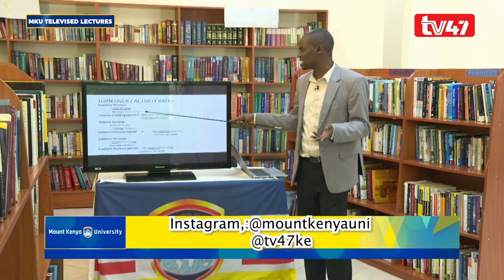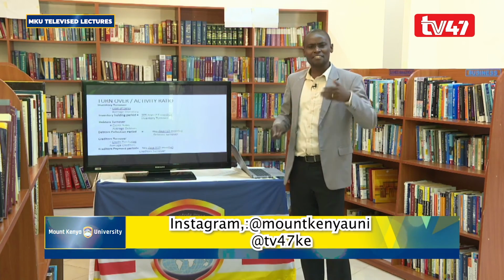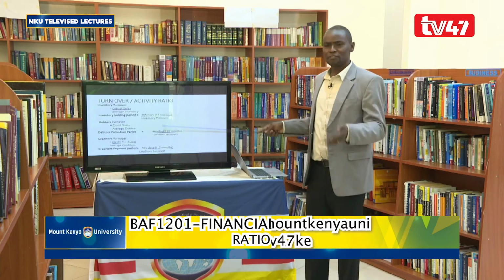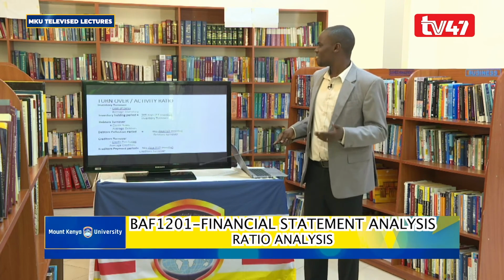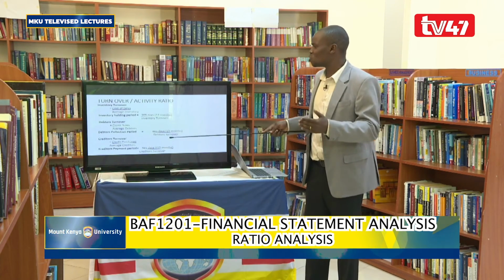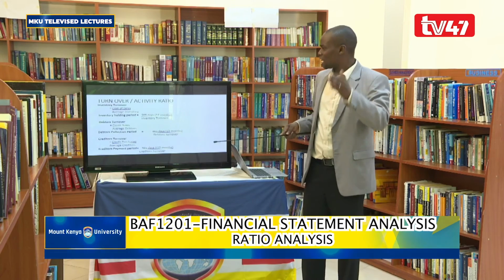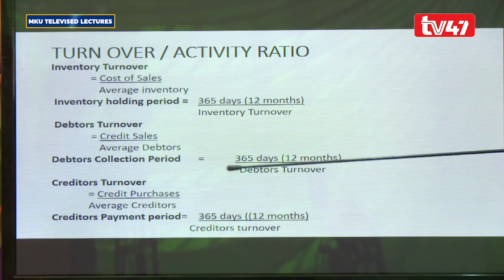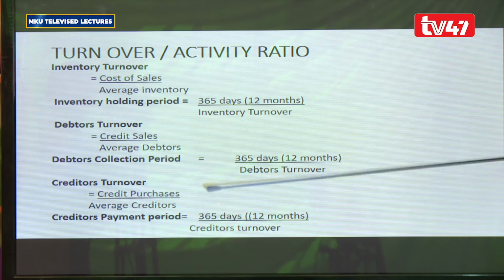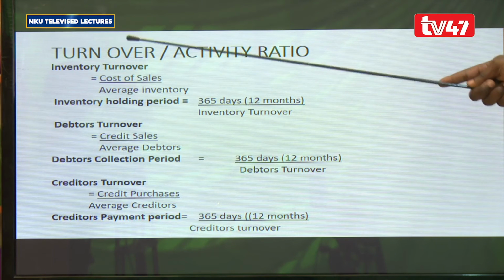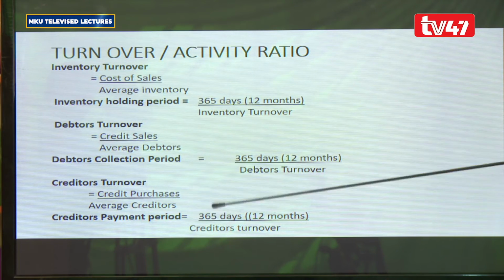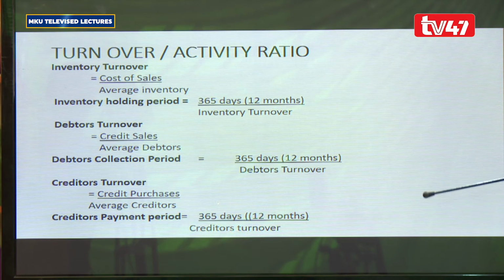Assuming, for instance, that average inventory is normally 50,000. It means that in case you have sold 100,000, you have only sold 2 times a year. That is why you take the cost of sale, say in a case it's 100,000, you divide by 50,000, so that you can see the number of times you have made sales in that particular year.